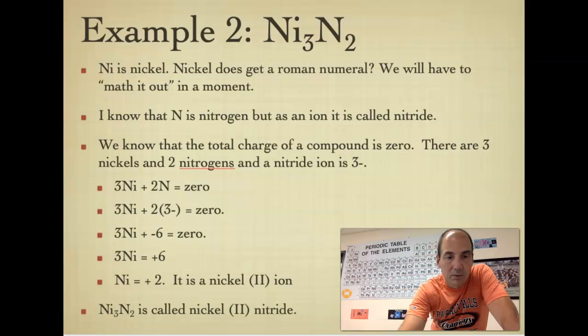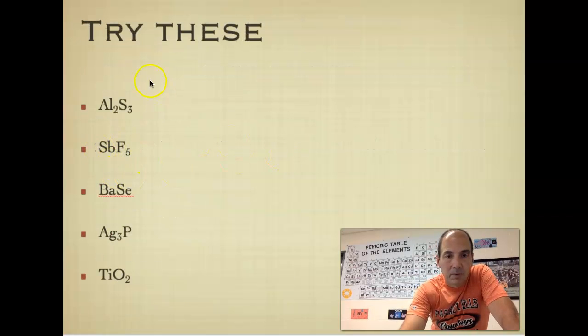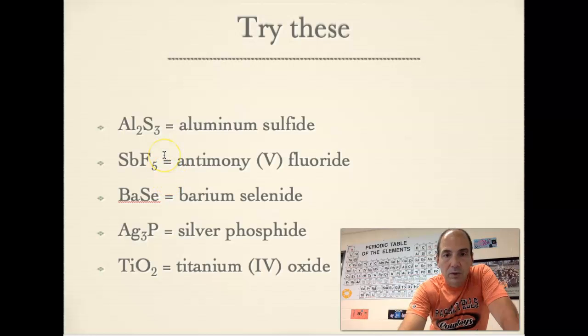All right, let's do one more example. Well, let's try a couple. So we have Al2S3, SbF5, BaSe, Ag3P, TiO2. Feel free to pause the video and give it a try, but I'm going to go on. So Al2S3, Al is aluminum, S is sulfide. Aluminum does not get a Roman numeral. Done. Sb is antimony, F is fluoride. Antimony does get a Roman numeral. Now fluorides are -1 and there's 5 of them. So 5 -1s means that this has to be +5 or Roman numeral V.